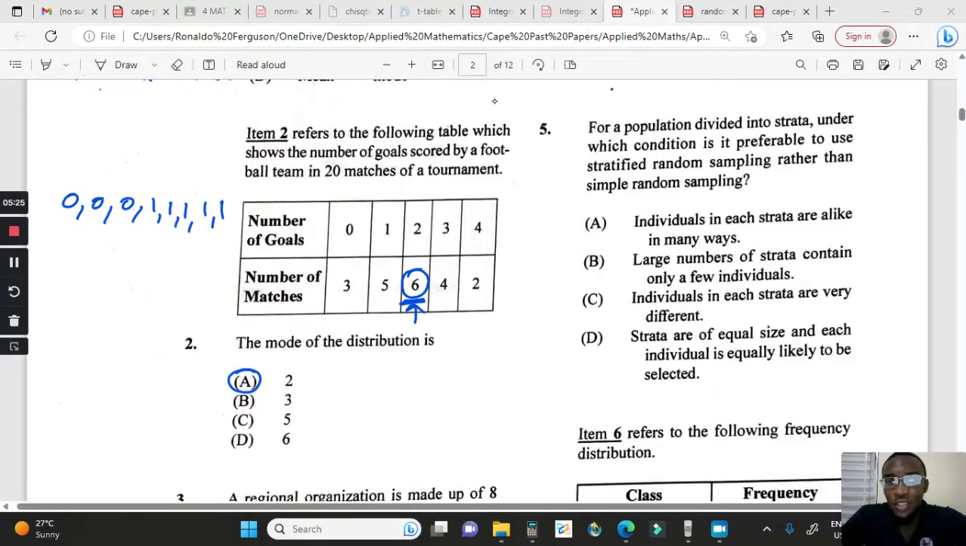All right. And so number 5, it says for a population divided into strata, under which condition is it preferable to use stratified random rather than simple random? So we use stratified when we're doing random sampling, but we want to look at, I'm going to give you an example. Let's say I want to look at how fitness affects individuals in real life, right? And maybe I have 200 people. I can randomly select 200 people, but fitness is going to vary.